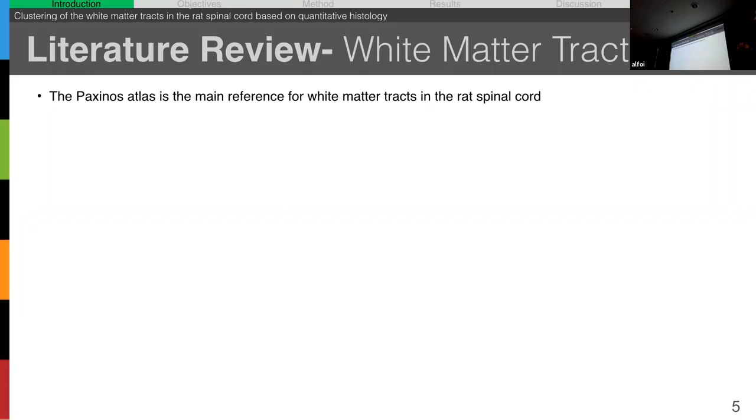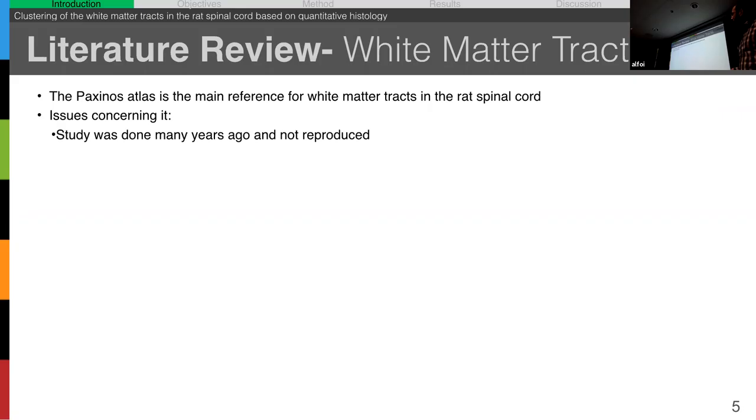And so currently, there are very few references for the entire rat spinal cord atlas and the white matter tracts and their grouping. The main one, and I think it's the only one from what we've seen, is the Paxinos atlas. And this is the main gold standard at the moment. However, there are several issues concerning the Paxinos atlas.